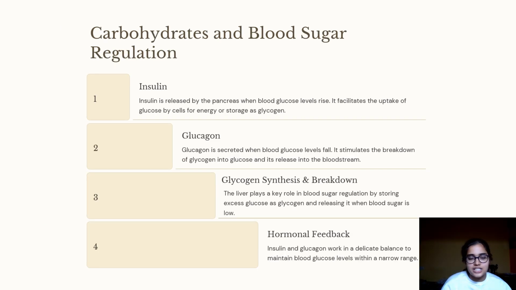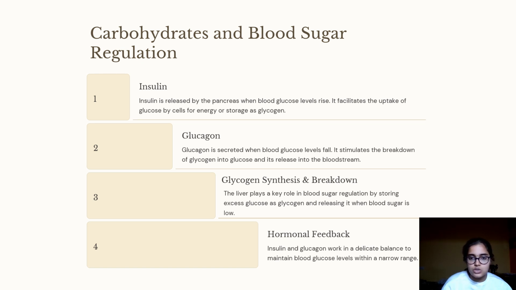Coming to carbohydrates and blood sugar regulation. First is insulin. Insulin is released by the pancreas when blood glucose levels rise. It facilitates uptake of glucose by cells for energy or storage as glycogen. Second is glucagon. Glucagon is secreted when blood glucose levels fall. It stimulates the breakdown of glycogen into glucose, which is released into the bloodstream.